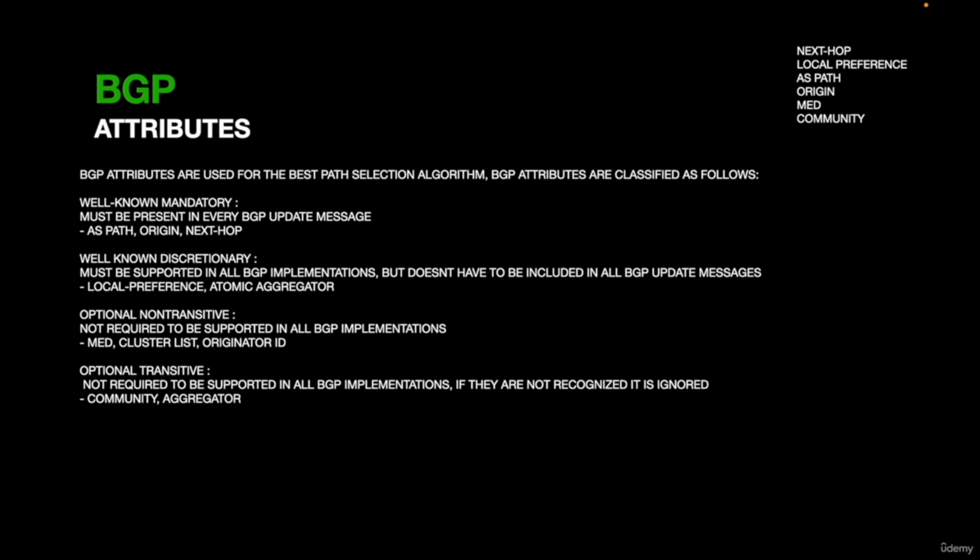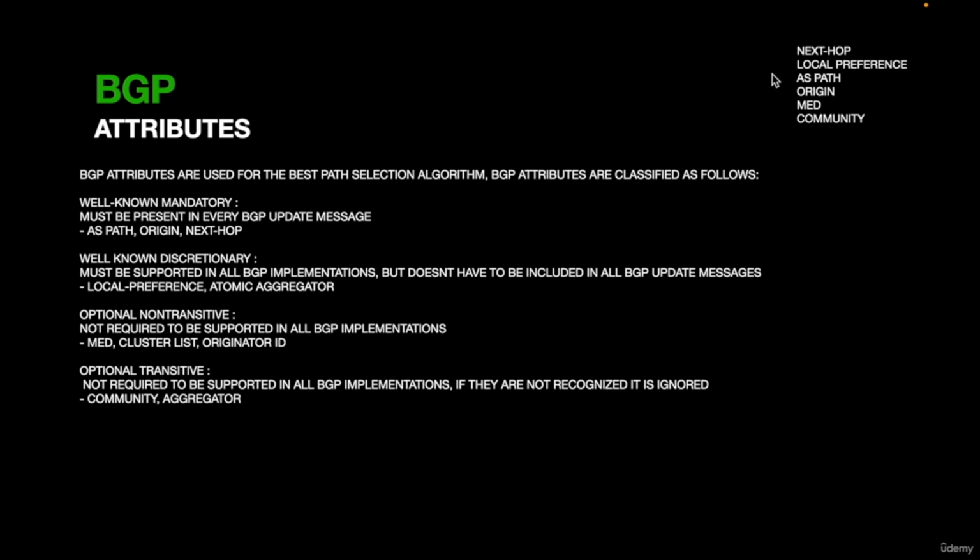We'll have well-known mandatory attributes, which must be present in every BGP update message, and they are AS-path, origin, next hop. We'll have well-known discretionary attributes, which must be supported in all BGP implementations, but they don't have to be included in all BGP update messages. We'll have local preference and atomic aggregator. We'll have optional non-transitive attributes, which are not required to be supported in all BGP implementations, and those are MED, cluster list, and originator ID. We'll have optional transitive attributes, which are not required to be supported in all BGP implementations, and if they are not recognized, they are ignored, and this is the community and aggregator.